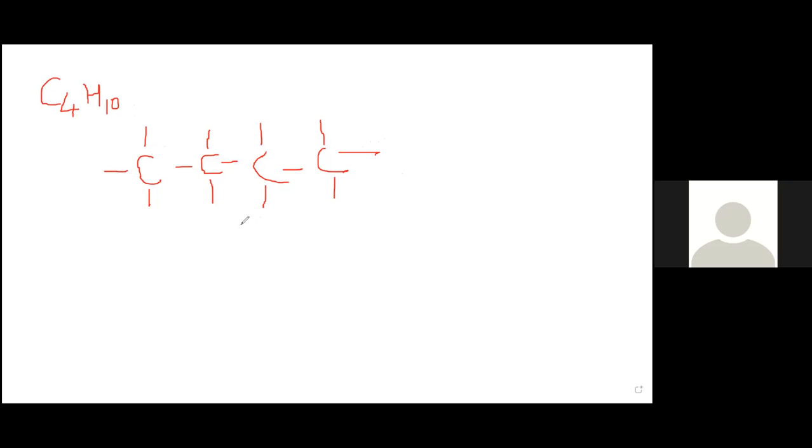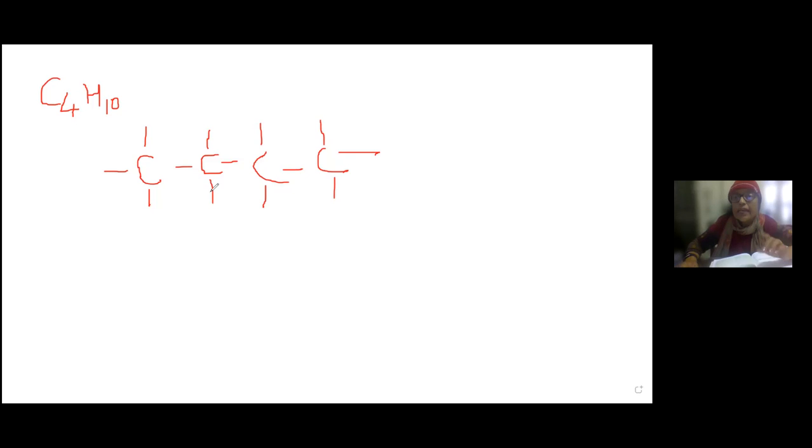Yes, ma'am. अब इसका हम short form जो लिखेंगे, that is called condensed formula. For example, इसका short form में हम ऐसे लिखेंगे, CH3 पहला कार्बन पे 3 हाइड्रोजन है. So CH3. सेकेंड कार्बन पे 2 हाइड्रोजन है. So CH2. थर्ड कार्बन पे भी 2 हाइड्रोजन है. So CH2 again, and फोर्थ कार्बन पे 3 हाइड्रोजन है, CH3.